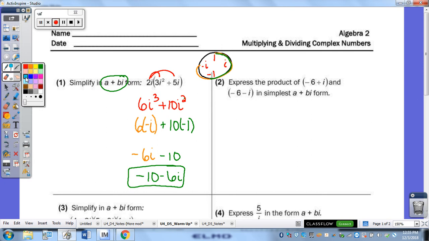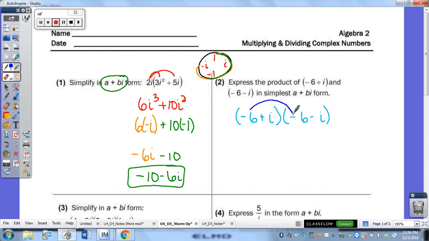You will lose points if you leave it like we had it initially. Next, express the product of negative 6 plus i and negative 6 minus i in simplest form. Product means we're multiplying, so I'm going to write them out right next to each other. There's no plus or minus sign in the middle. So we're going to do our distributive property. Negative 6 times negative 6 is 36. Negative 6 times negative i is a positive 6i. And that one is all distributed.